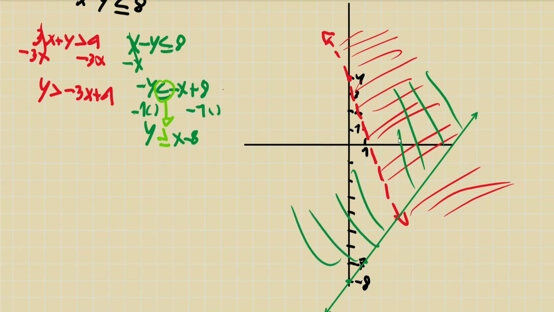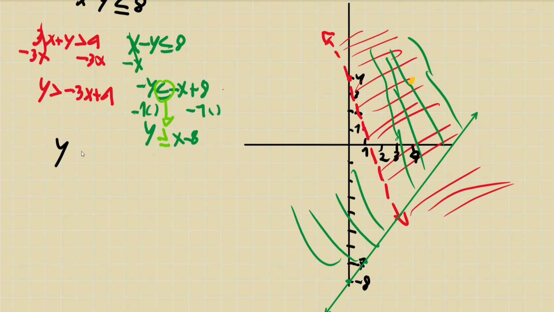Right? So now we see our common place where both of these shaded parts meet. Right here, anything in this shaded part is a solution. Let's say we have 4, 4. Let's test out 4, 4. Is 4, 4 a solution to this system? So let's see.